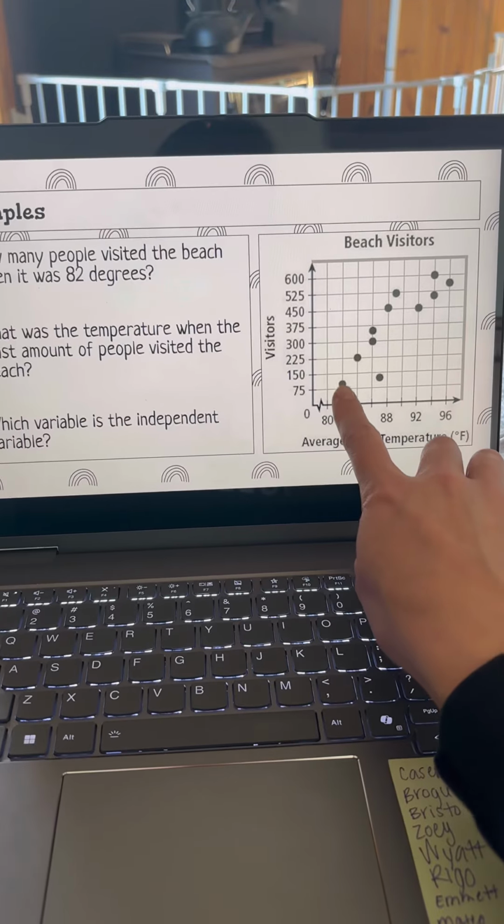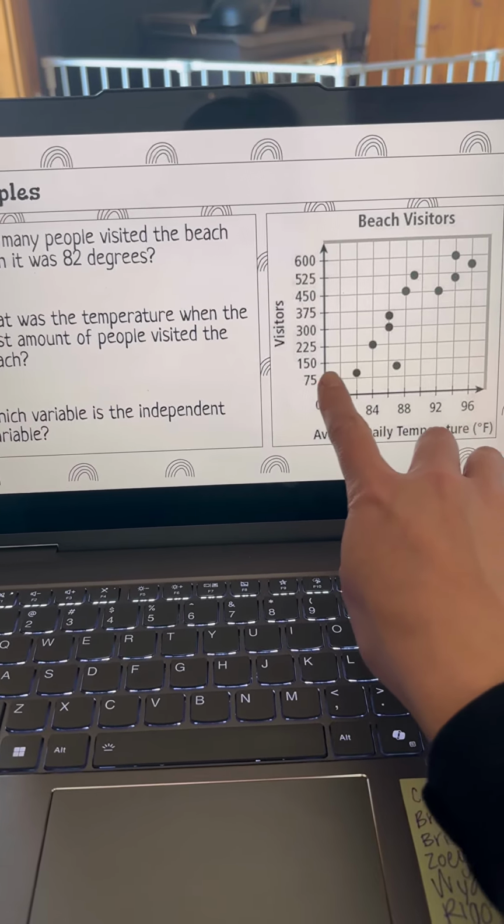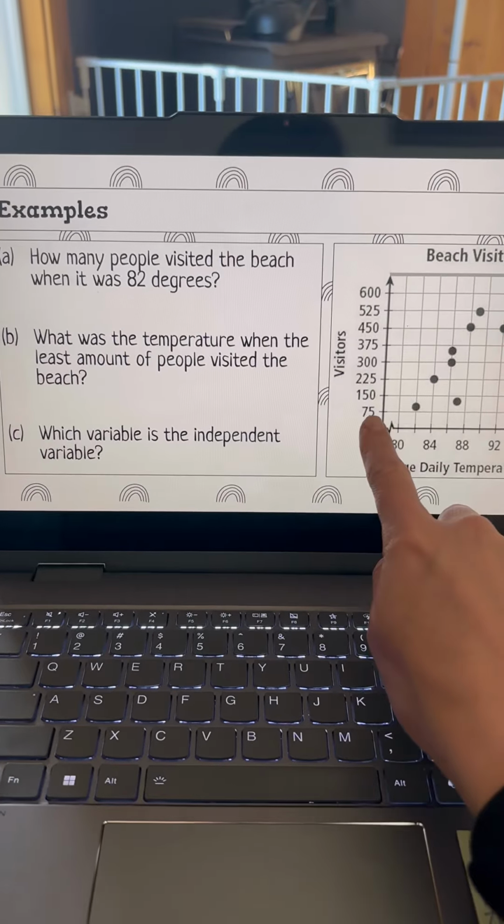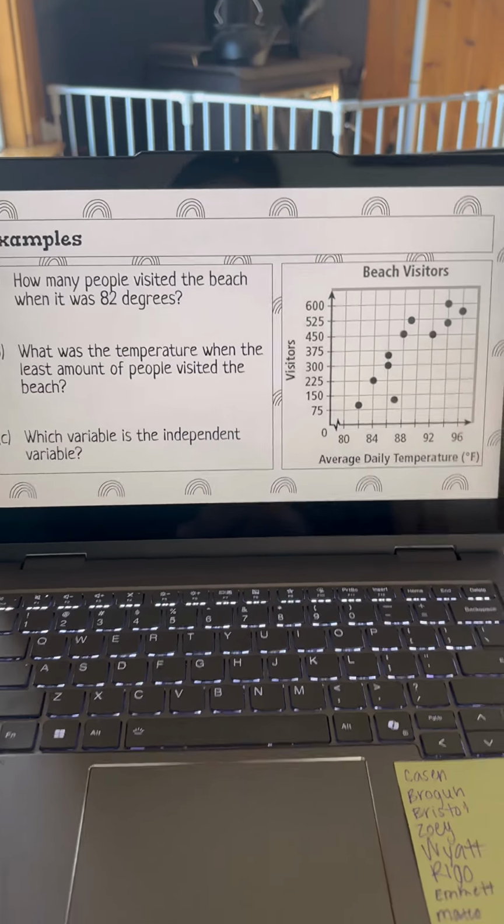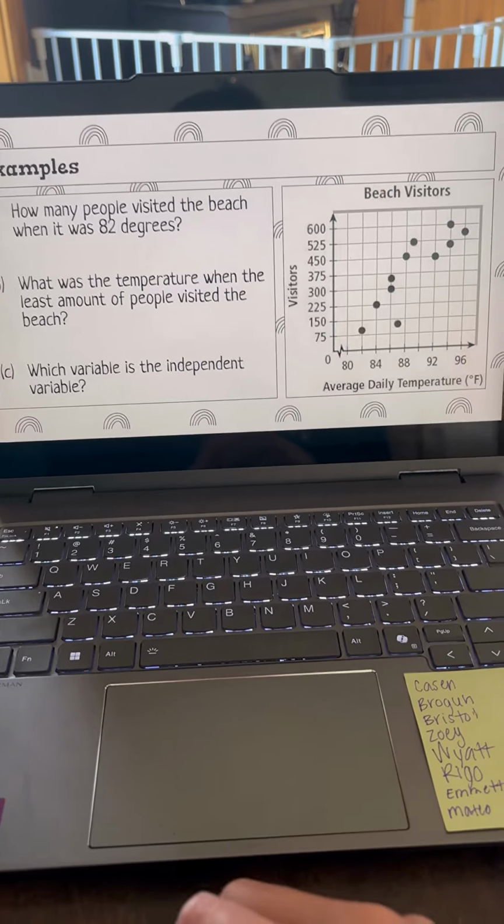to my 82, which is right here, and it looks like a little over 75, maybe like 80-ish people visited the beach that day. It's hard to tell because that jump from 75 to 150 is pretty big. Might even be closer to 100 people. What was the temperature when the least amount of people visited the beach?